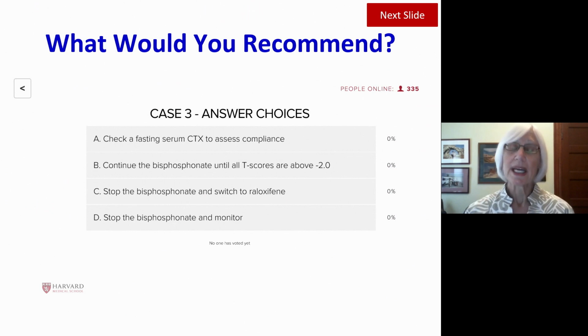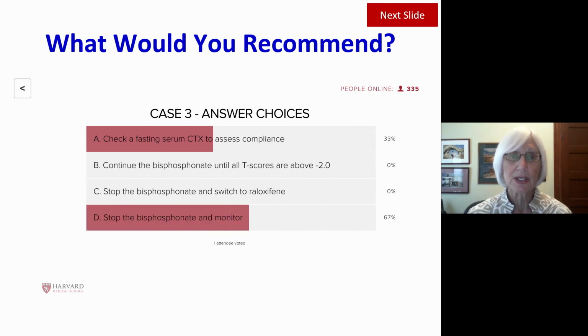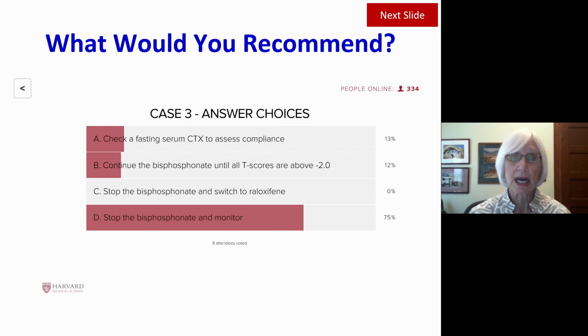So my question now is, what would you recommend for this 65-year-old woman? A, would you check a fasting serum CTX to assess her compliance? B, continue the bisphosphonate until all T-scores are above minus 2. C, stop the bisphosphonate and switch to raloxifene. Or D, stop the bisphosphonate and monitor.